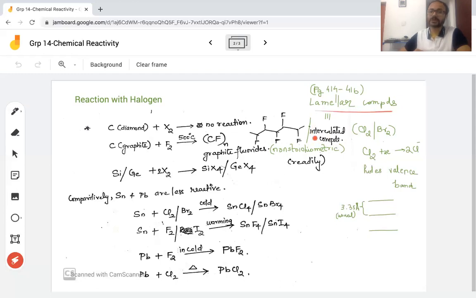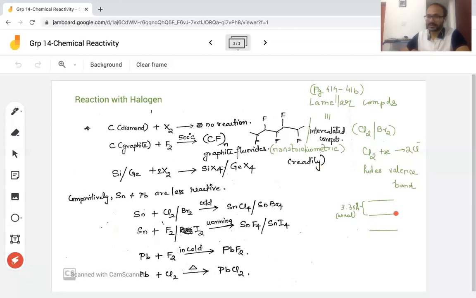Now, lamellar compounds or intercalated compounds aren't possible in the case of diamond because they do not have this kind of space where these molecules can get trapped. When you react graphite with chlorine or bromine, they form intercalated compounds. And if you ask me what the stoichiometry of these compounds is, they are non-stoichiometric compounds. Usually it is very difficult to figure out the stoichiometry of these compounds. So these halogens can get intercalated into the graphite, and these halogens have a tendency to accept electrons.